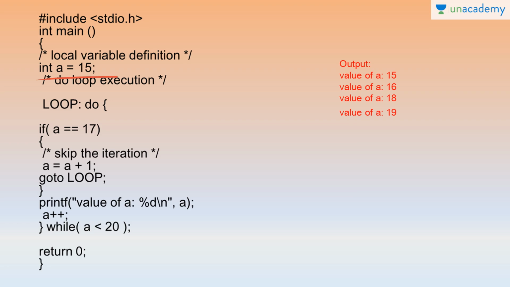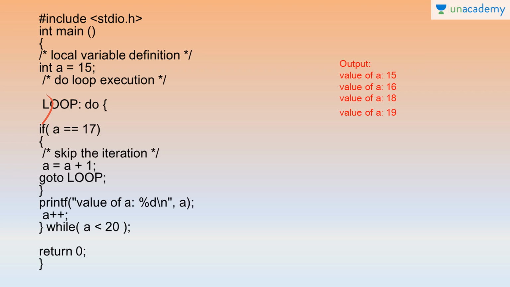So check if a is equal to 17. It is not. So just print the value of a, increment it. So the value of a is 15, incremented to 16. Sorry, a is not 17, it's 16. So print the value of a as 16, increment it to 17. So now a is equal to 17. So increment it to 18 and go back to the loop again.